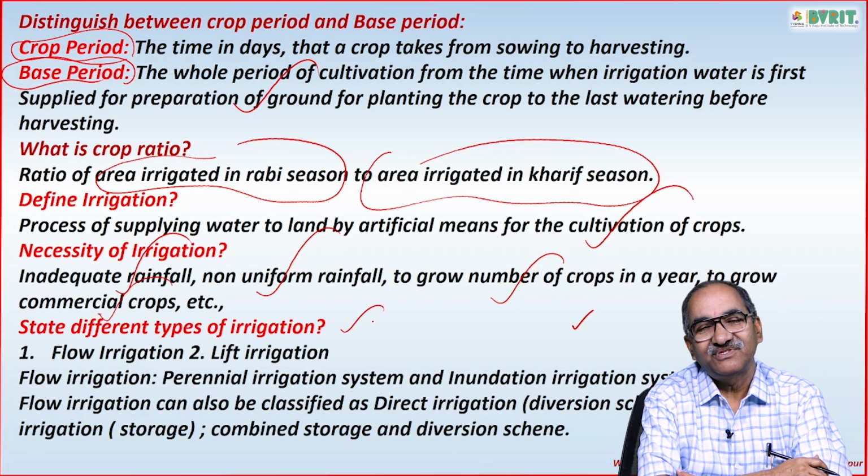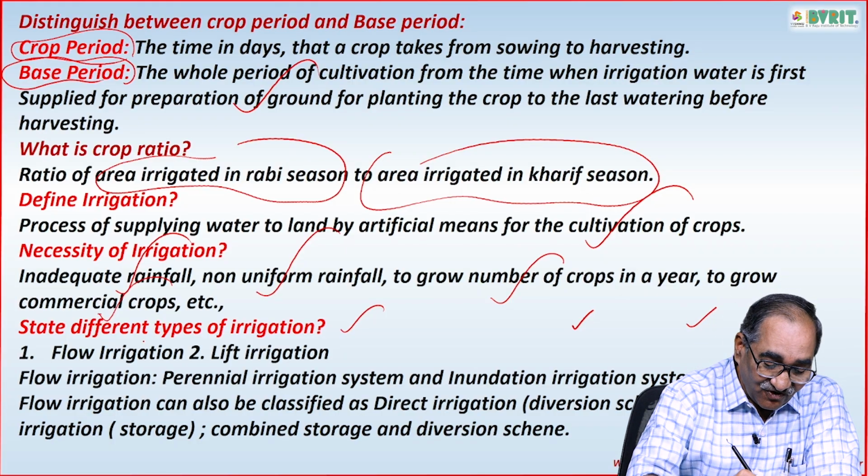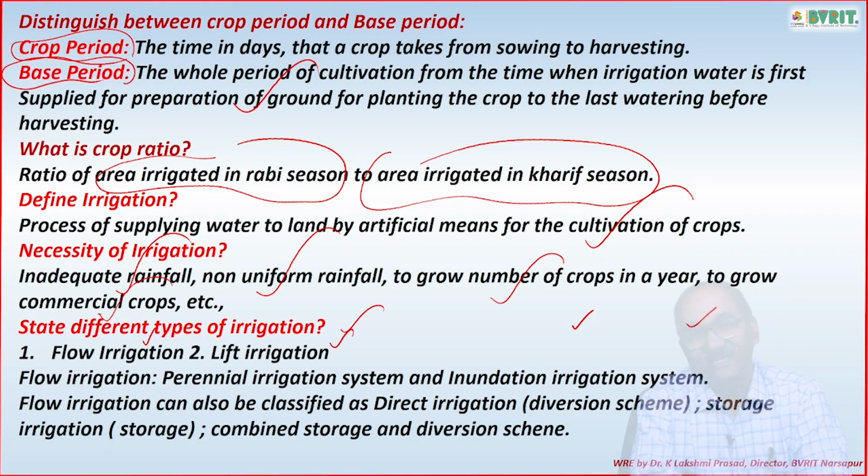And what are the different types of irrigation? The different types of irrigation are fundamentally two types. One is flow irrigation, the other one is lift irrigation. Flow irrigation means water flowing on the surface of the earth. Lift irrigation means from the ground, from the groundwater, if you are pumping it out, that is what we call lift irrigation.